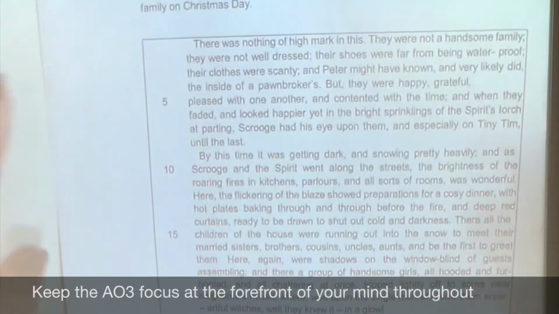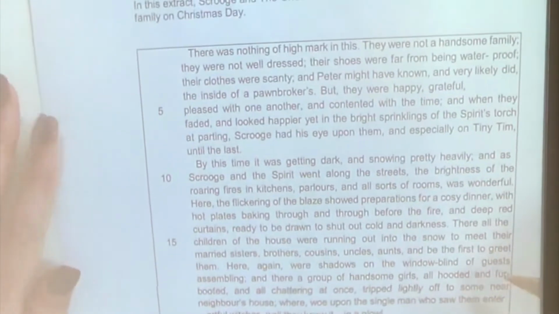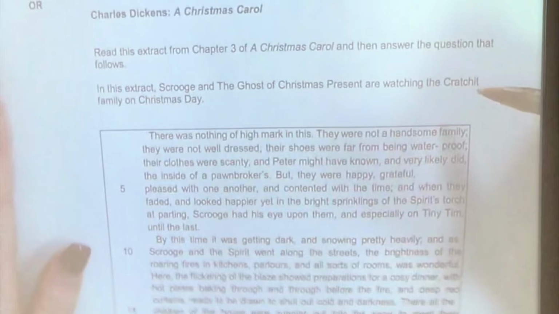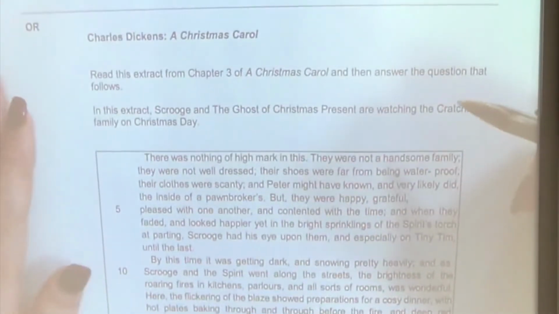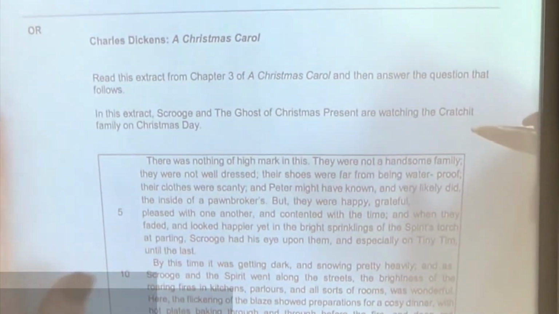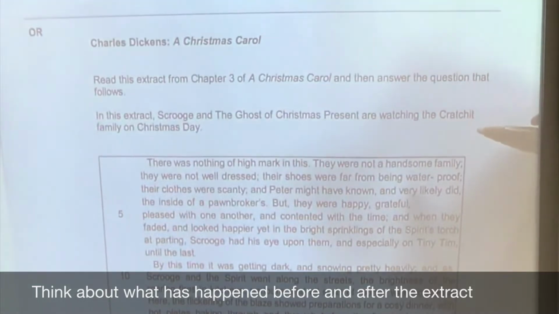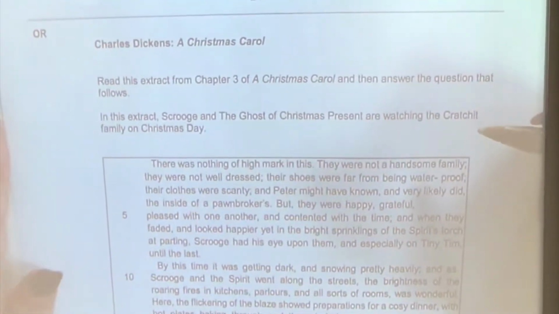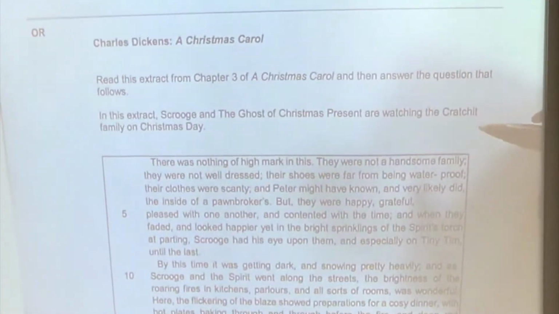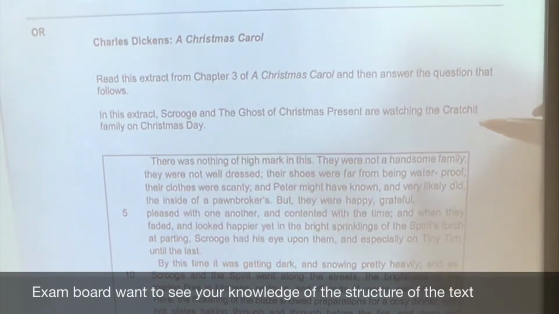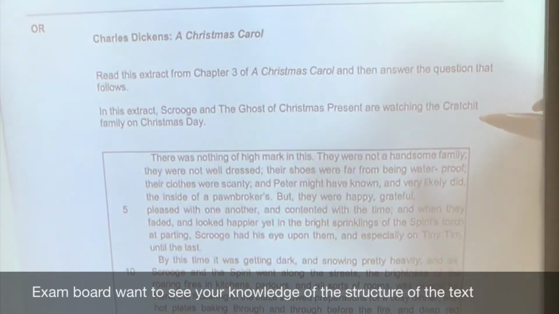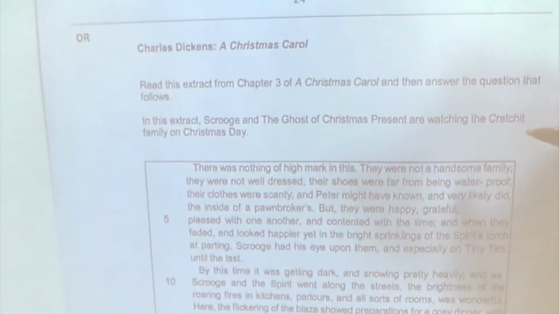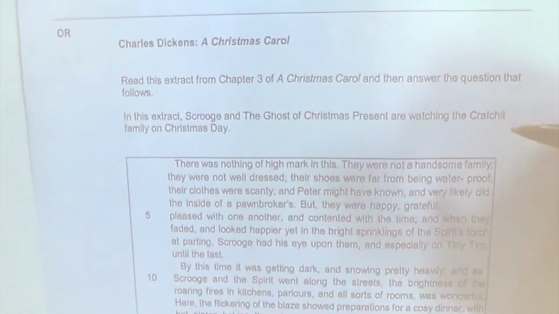Now, before I read this extract still, look again at where we are. So it's stage 3, we're with the ghost of Christmas Present. I just want to think really carefully about what has happened before this and what will come after it in the novella. That's because the exam board are really interested in your knowledge of the structure of the text. So if you are able to reference using conjunctions like just before this, or following this, or subsequently, the exam board are going to like that.